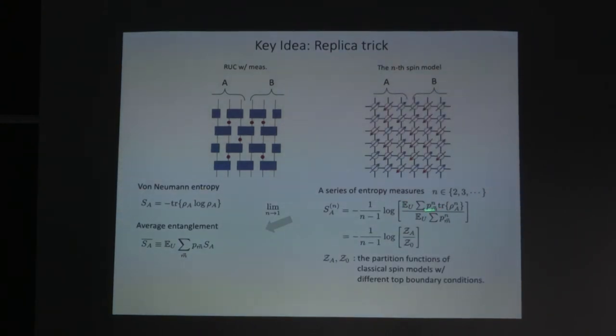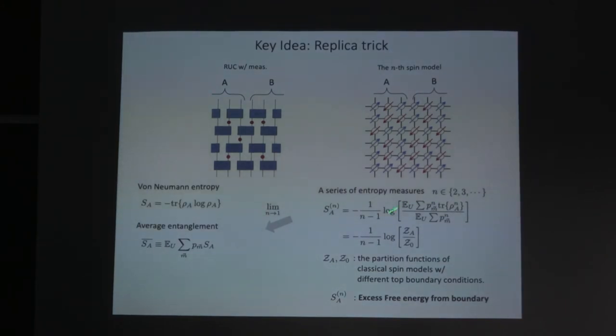And then we write this part as a numerator Z_A, denominator Z_0, and we are going to show these are the partition function of the classical spin model, the same spin model but having different top boundary conditions. The logarithm of the partition function is a free energy, therefore this S_n is going to be the free energy difference originating from different top boundary conditions, and that's the overall strategy.